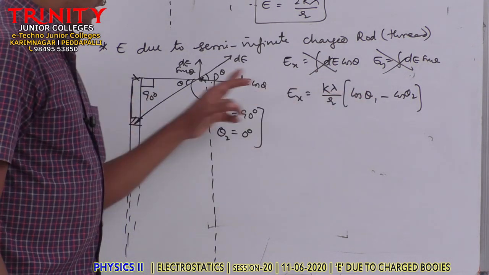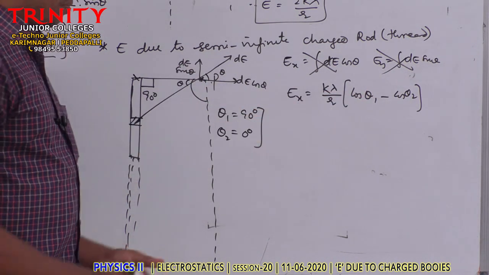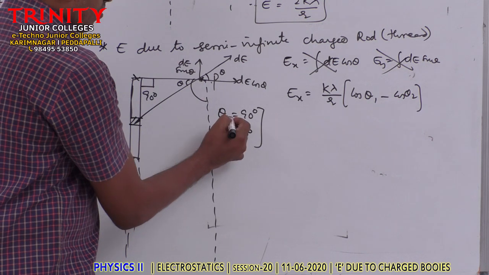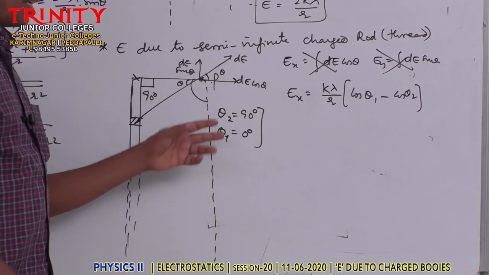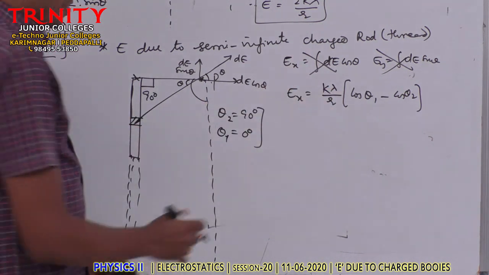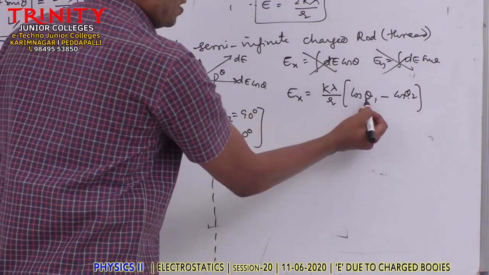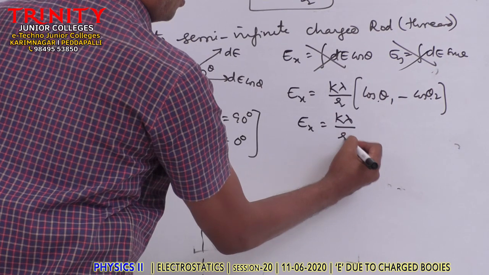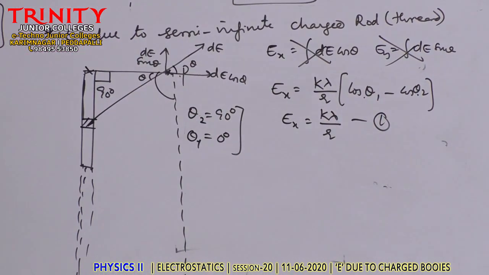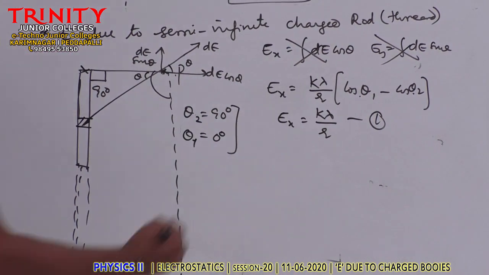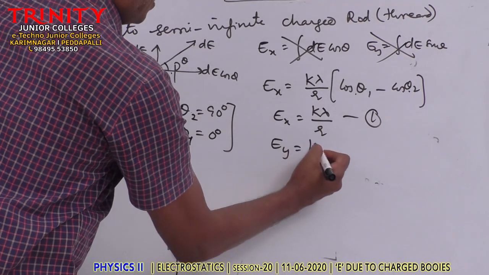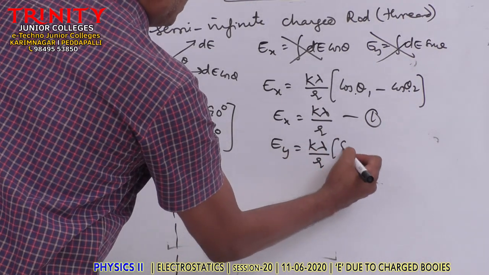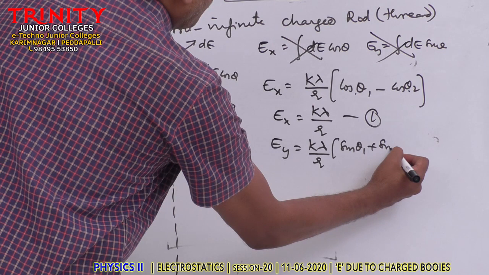Depending on the direction here, don't bother about that. You can take theta 2 as 90 or theta 1 as 90. That is convenient, there is no problem with that. So theta 2 is 90, cos 90 is 0, cos 0 is 1. What will you get? Ex is K lambda by r. This is the first equation. And for Ey, what's the formula we derived? K lambda by r times (sin theta 1 plus sin theta 2).